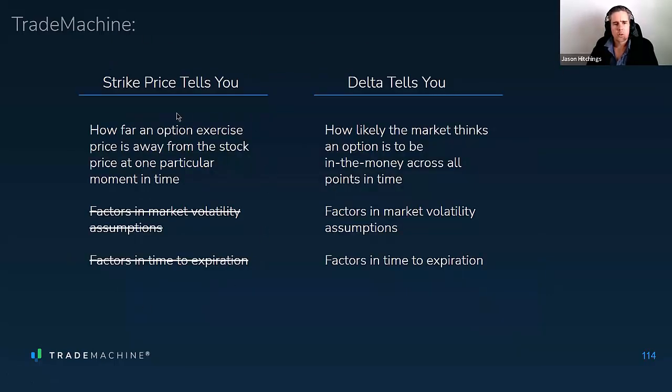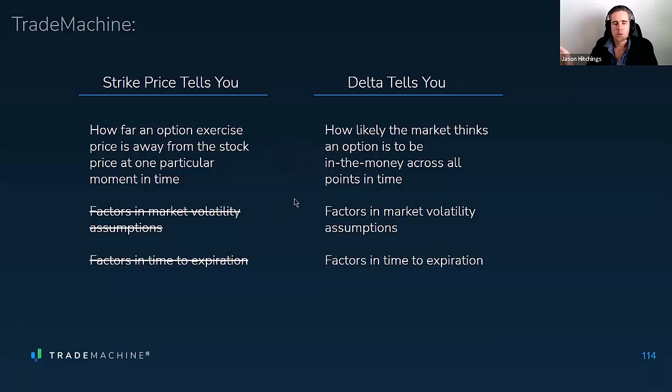So here's what strike price tells you. Strike price tells you how far your exercise price is away from the current stock price right now. It can't factor anything else in. And you could potentially tell the simulator, hey, I want to trade something that's always 5% out of the money, but 5% out of the money is really different if your expiration is 2 days away, or if your expiration is 50 or 100 days away.